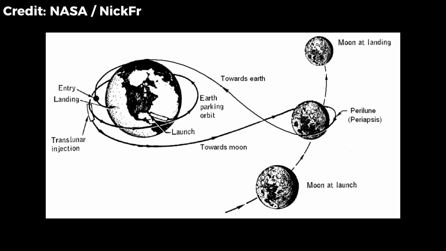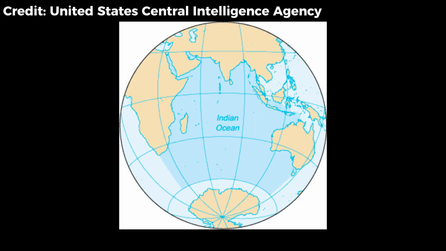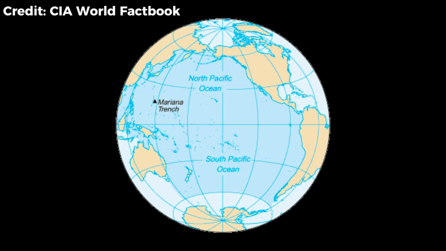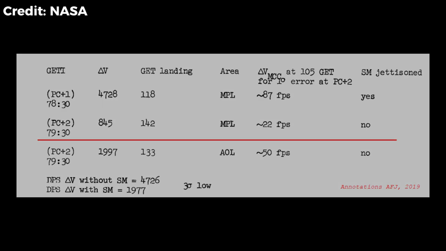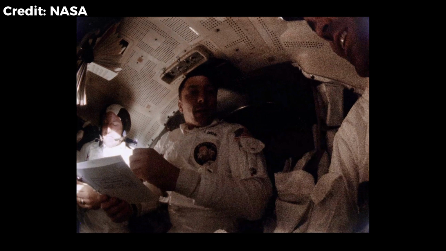A descent propulsion system burn put Apollo 13 on a free return trajectory, aiming for a splashdown in the Indian Ocean, which was later adjusted to the Pacific Ocean. During the PC+2 burn, which means post-command service module separation plus 2 hours burn, the crew made a key adjustment to Apollo 13's flight path. This burn was essential for putting the spacecraft on the correct trajectory to get back to Earth safely.